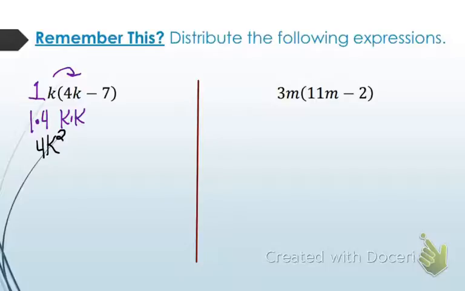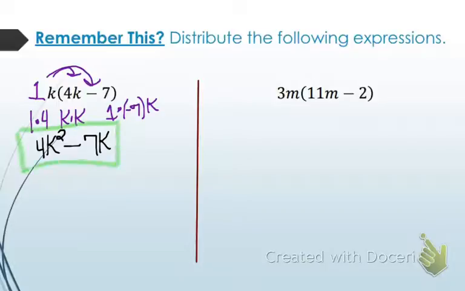Moving on to the next term, 1k times negative 7. So this is 1 times negative 7 times k. 1 times negative 7 is negative 7, so minus 7, times k, we'll just bring the k down. This is what we get after we multiply.